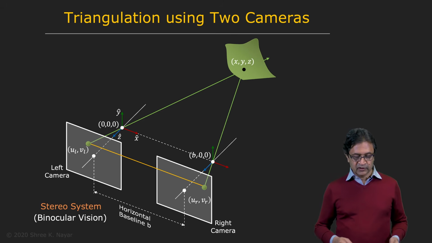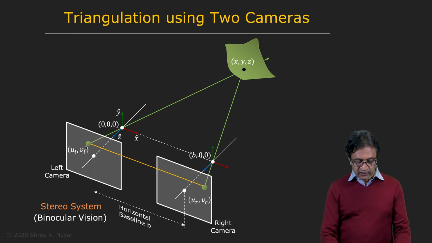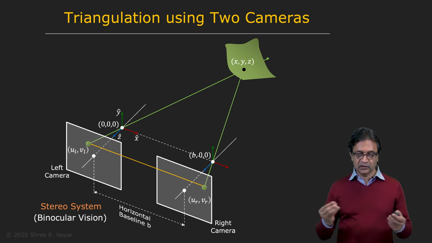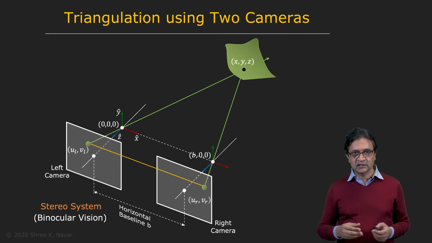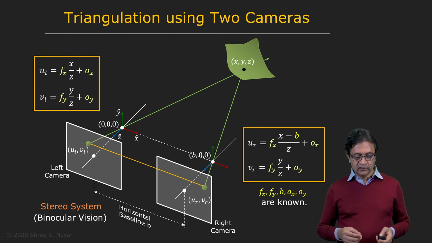So how do we do this? We're going to assume for the moment that we have found the point corresponding to UL, VL in the left image: the point in the right image, UR, VR, has been found using some method. And we'll get to that later. That's called the correspondence problem. But let's say that's given to us. If that's given to us, we essentially have four equations.